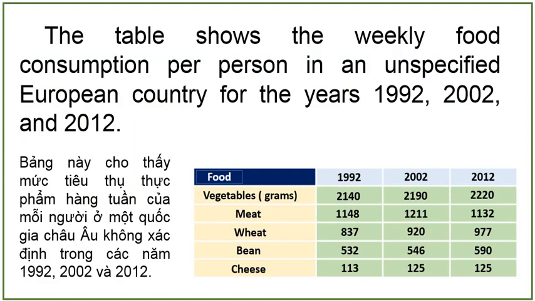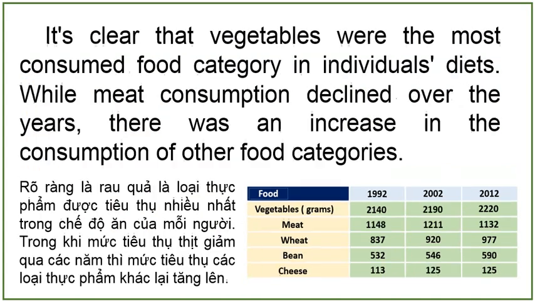The table shows the weekly food consumption per person in an unspecified European country for the years 1992, 2002, and 2012. It's clear that vegetables were the most consumed food category in individuals' diets. While meat consumption declined over the years, there was an increase in the consumption of other food categories.